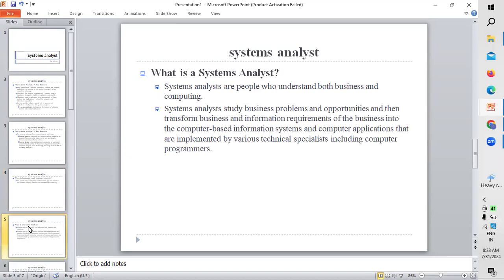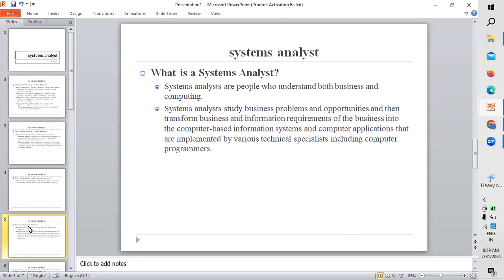So what do systems analysts do? Systems analysts are, I could say, an intermediary between the business analyst and the technical team. The business analyst has given the business requirements. When we are translating this into a technical solution, systems analysts are the people who understand both business and computing, studying the business problems and opportunities and then translating this into a technical environment by understanding the technical specifications.